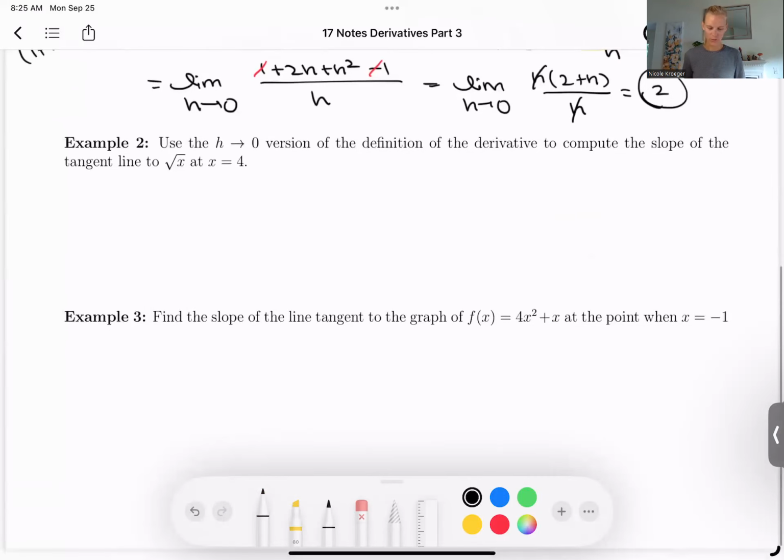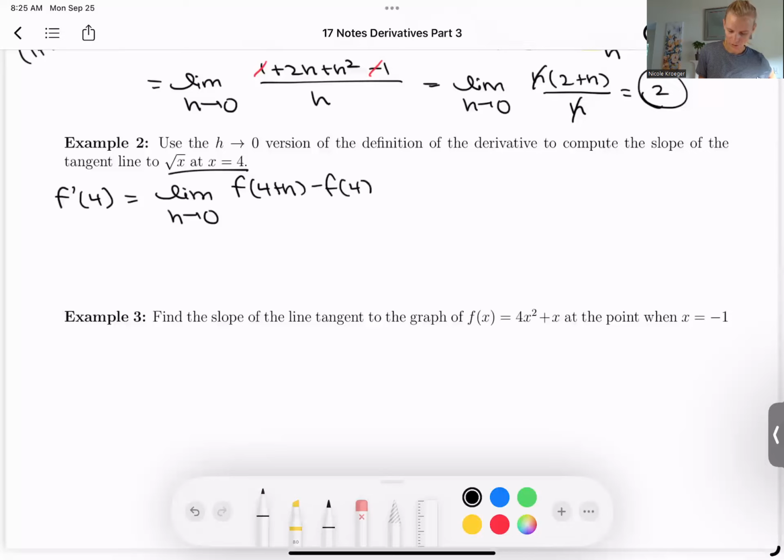Okay, so this problem tells me to use our new definition to compute the slope of the tangent line here. So what we're looking for is f prime of 4, because that's the slope of our tangent line. They wanted us to use the limit as h approaches 0. So this will be f of 4 plus h minus f of 4 all over h. So to find f of 4 plus h, I'm replacing the x in my function with 4 plus h. That is all going to be under the square root.